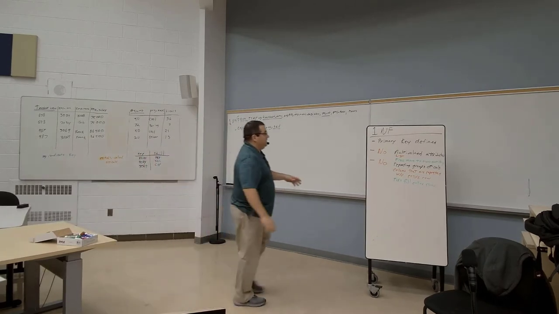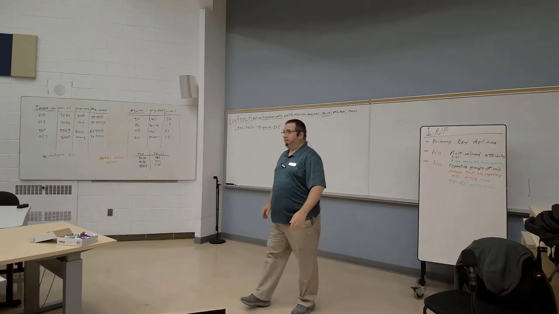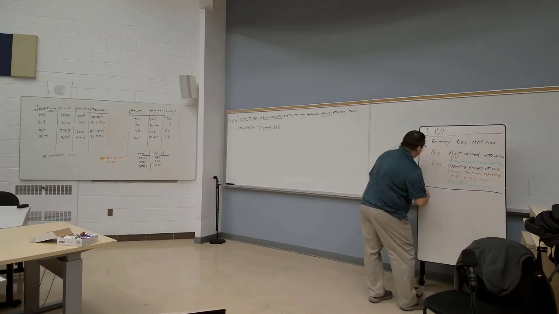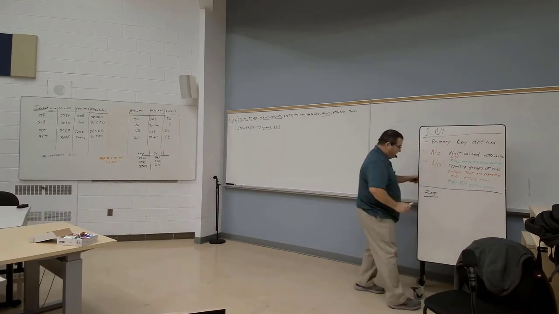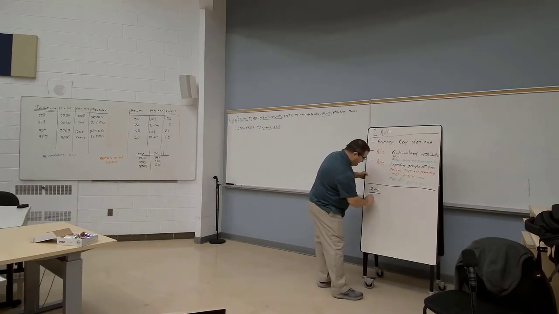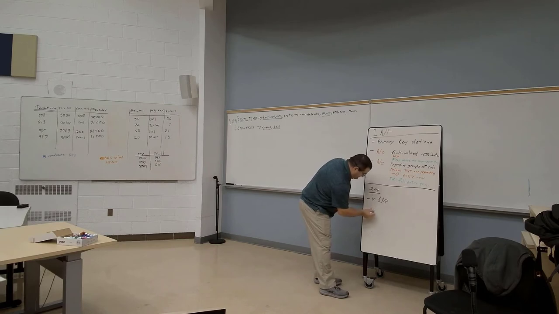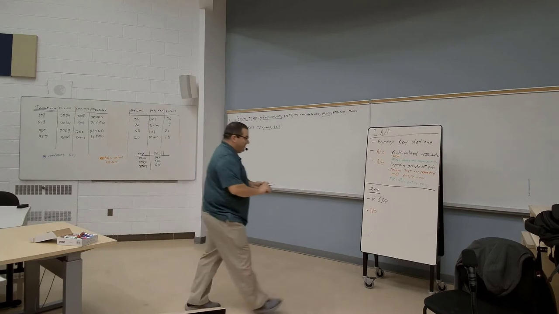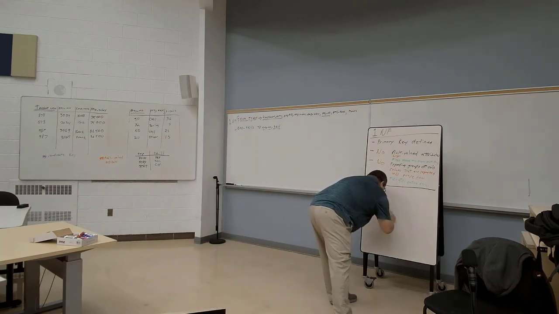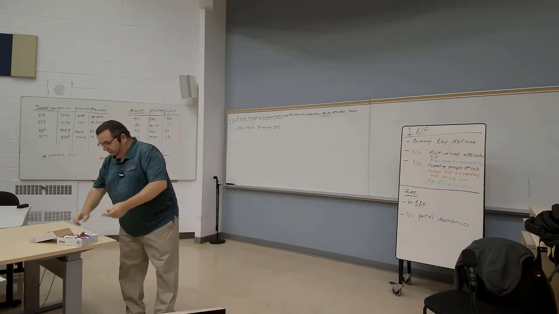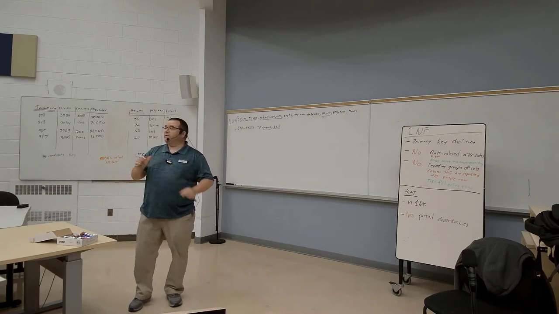Okay, so what's next? Now we got to define what second normal form is. And no partial dependencies. That's the definition of second normal form. Okay. So what is a partial dependency? It's when an attribute depends on only part of the key.